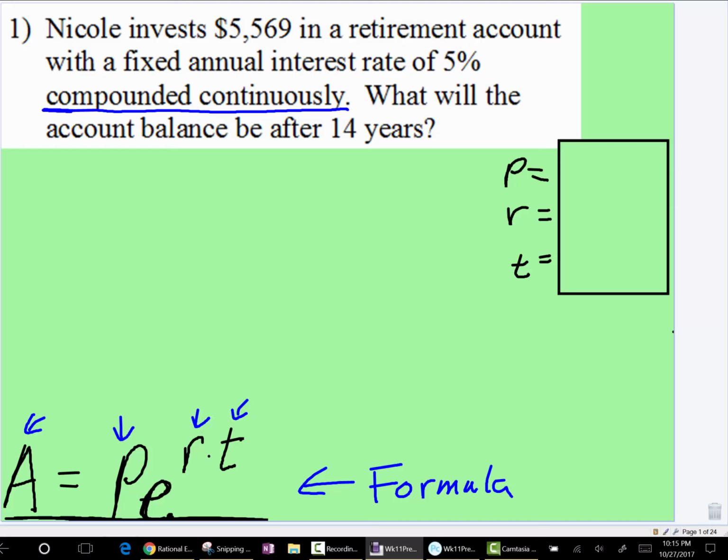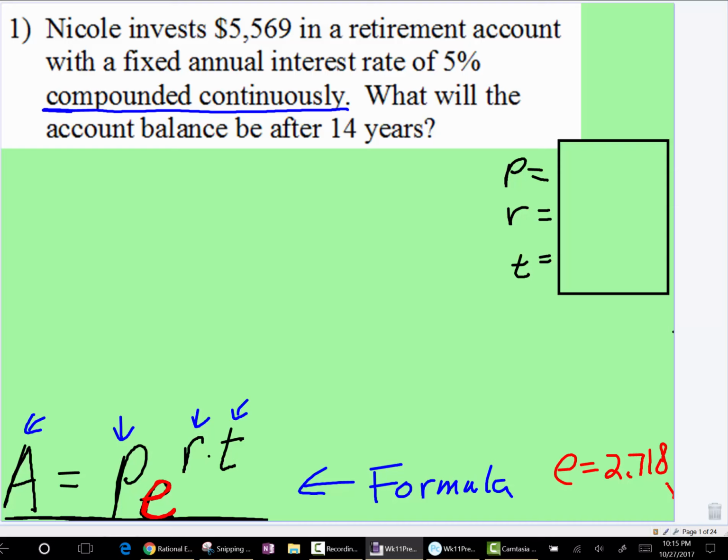The one thing that you do need to be aware of is this e is not a variable, it's a constant. Kind of like pi. e is about 2.718 and it goes on forever. So e is a constant. You're never going to replace e, but you're going to find the other variables.